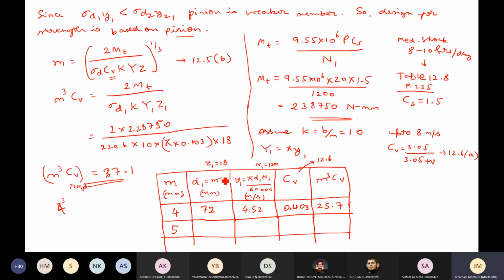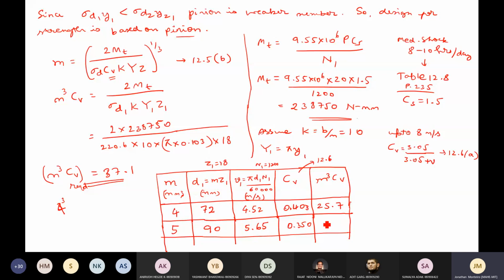So 5, then 18 into 5 is 90. 90 mm is the diameter. Velocity, if you calculate, should come to around 5.65. And still in this equation 12.6a, because it is less than 8 meters per second, CV should be 0.350. Let us check this, because 5 cube is already 125, so this might hold good.